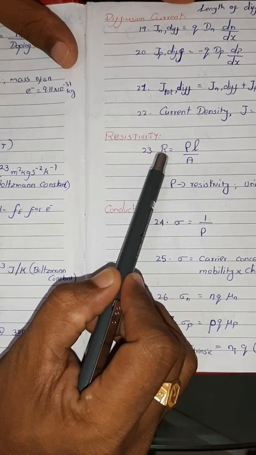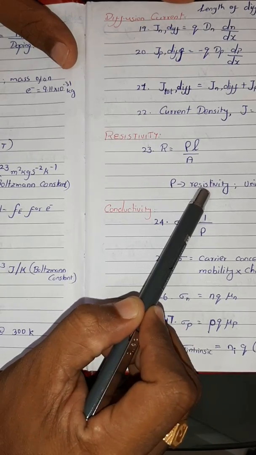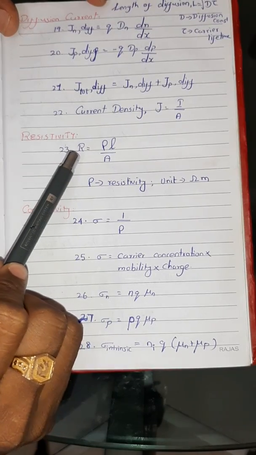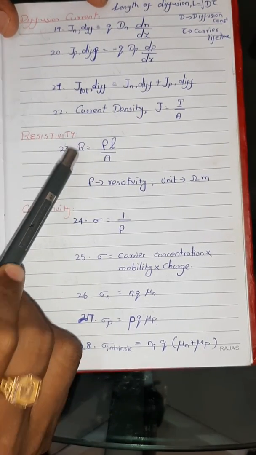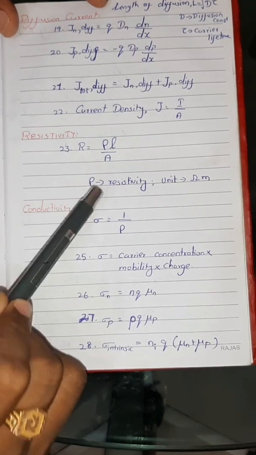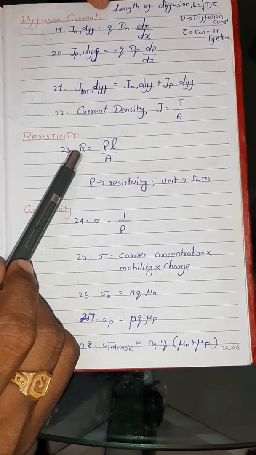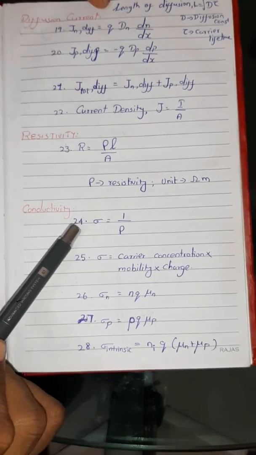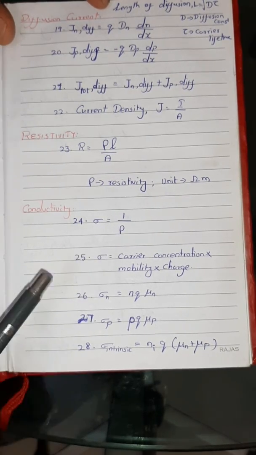Resistivity, number 23, R is equal to rho into L divided by A, where rho is resistivity and its unit is ohm meter. So this is resistance, R is resistance, rho is resistivity. This is the relationship between resistance and resistivity. Okay, next, conductivity. We know that the reciprocal of resistance is conductance. Similarly, the reciprocal of resistivity is conductivity. Conductivity, sigma is equal to 1 by resistivity, that is 1 by rho.